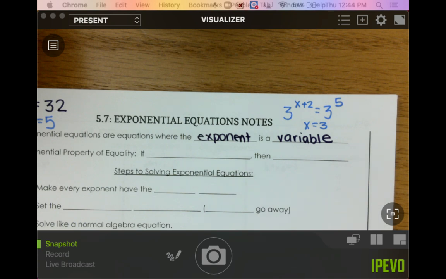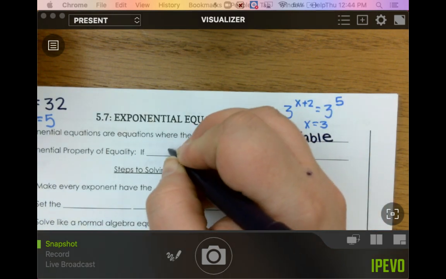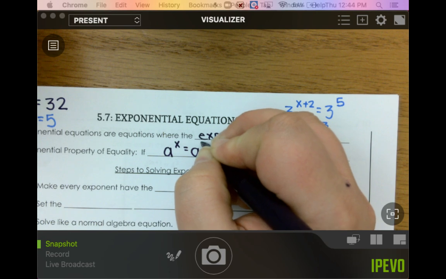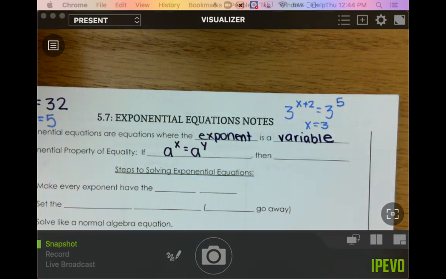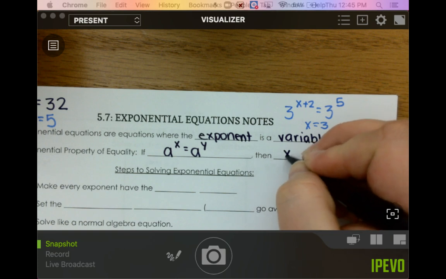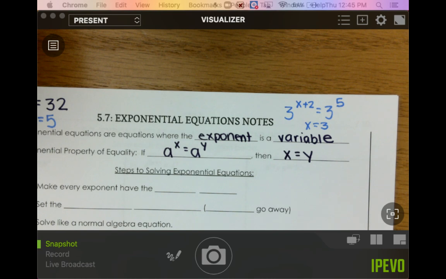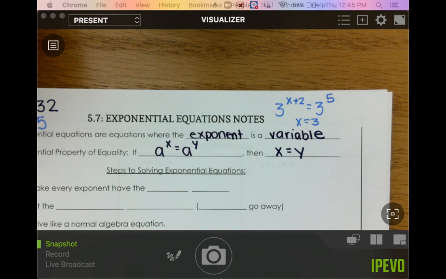Okay? And what we're going to do is make sure that we have two things that have the same base. So I'm going to put two A's on there. One has a power of x, one has a power of y. If these two things are equal, then x and y have to be the same thing. That's the whole idea behind today's lesson. The hard part is making sure that they have the same letter down here, or the same number down here. We actually won't have any letters down there. Those will only be in the exponents.